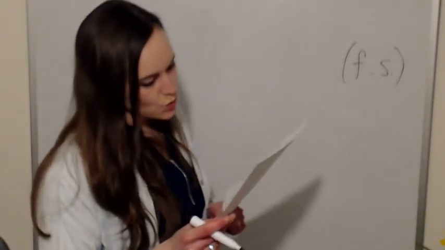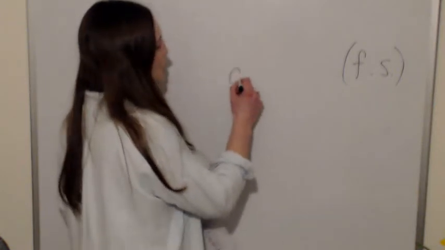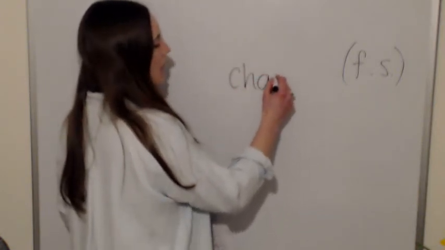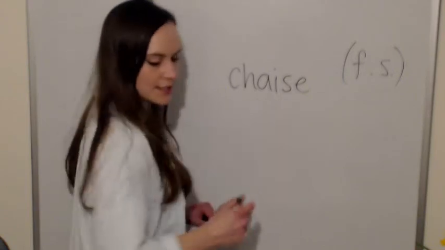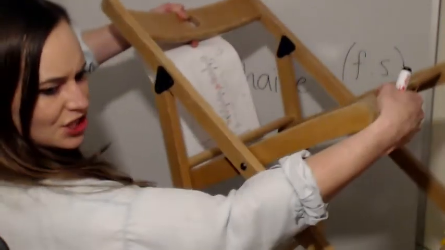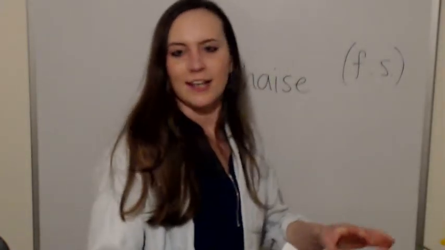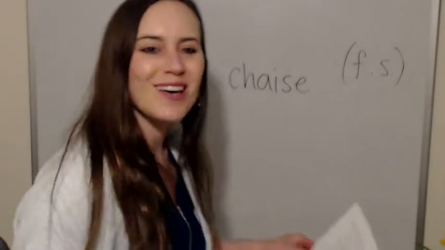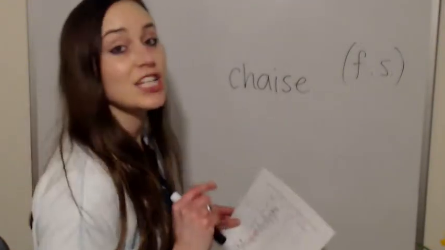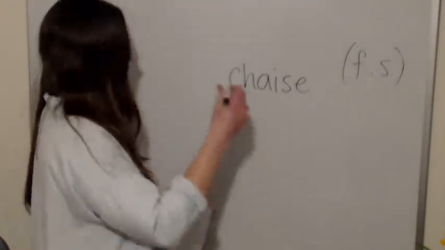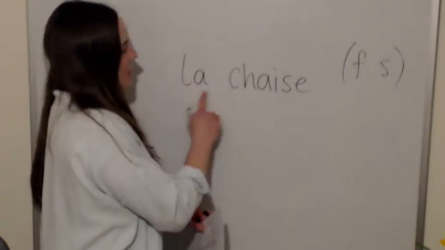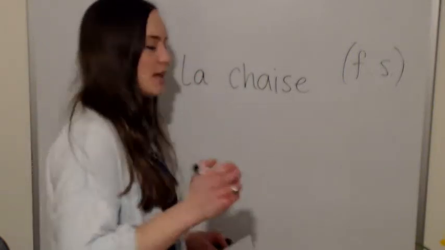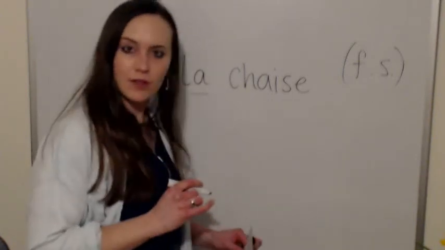Okay, let me choose one. Here's one. Chaise. C-H-A-I-S-E. Chaise. I have one here actually. Let me see if I can show you because it's only a small one. Okay, voilà, la chaise. It's a chair. I have different chairs in here all the time depending on what work I'm doing, but that's la chaise, the chair. So feminine nouns generally have la in front of them.